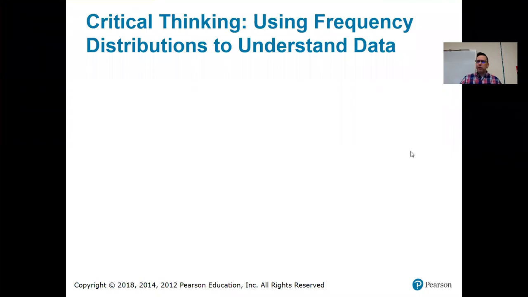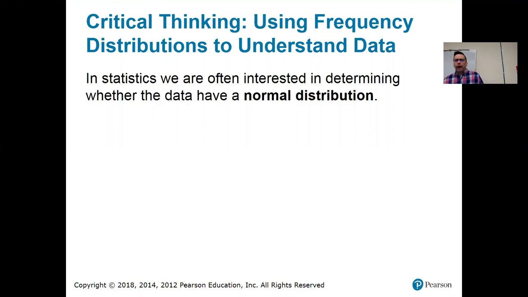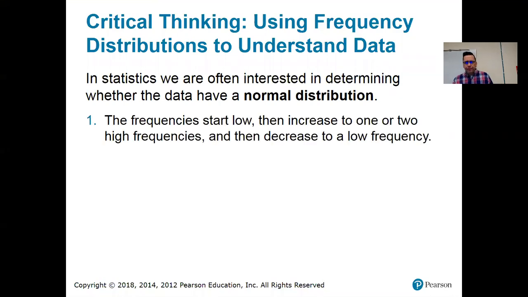So, critical thinking: using frequency distributions to understand data. In statistics, we are often interested, and you're going to get tired of hearing about this later in the semester, in determining whether the data have a normal distribution. A normal distribution is a particular kind of distribution that has a certain shape and has a lot of really nice characteristics that are pretty easy to find. In a normal distribution, the frequencies start low, then increase to 1 or 2 high frequencies, and then decrease again.